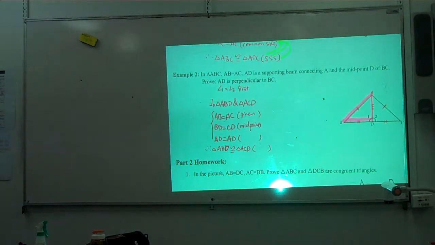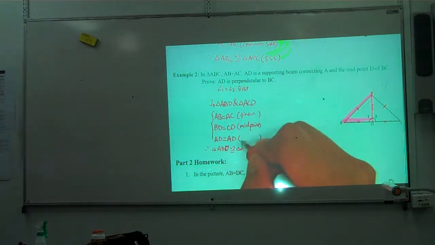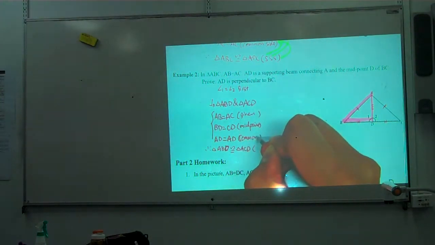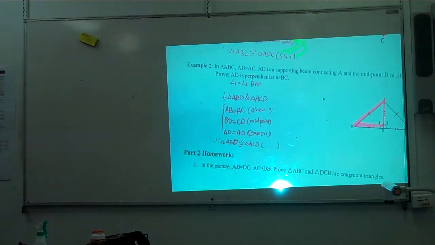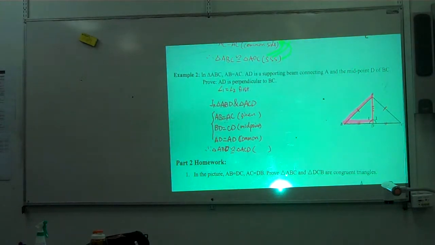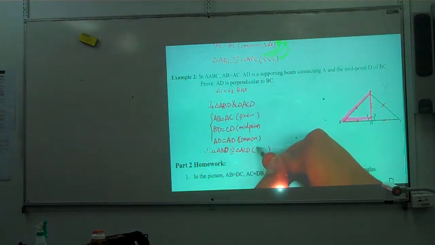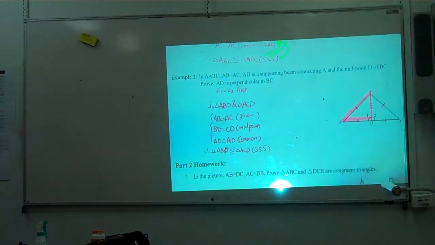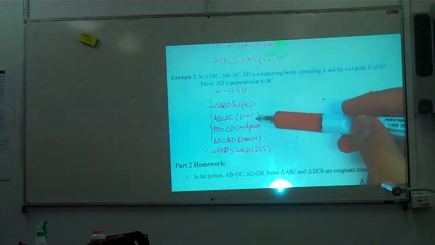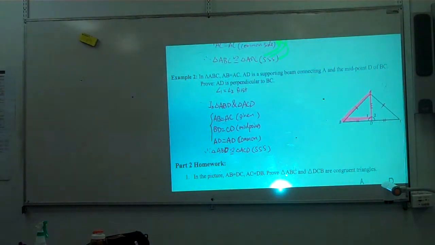AD equals AD. Common, or common side. So you can write in short form, common side. And then don't forget, triangle ABD and triangle ACD, make sure you put that in order. ABD and ACD are congruent. The reason is SSS, three sides. We need three pairs of sides equal, and then the two triangles are congruent.